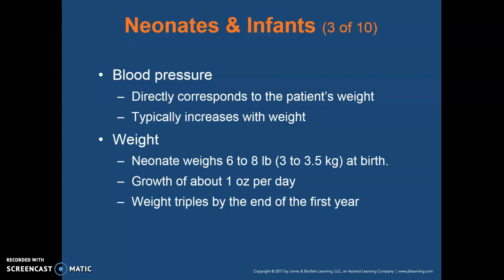After about week 2, infants grow at a rate of about an ounce per day, and then they end up doubling their weight by 4 to 6 months. They triple it by the end of their first year.